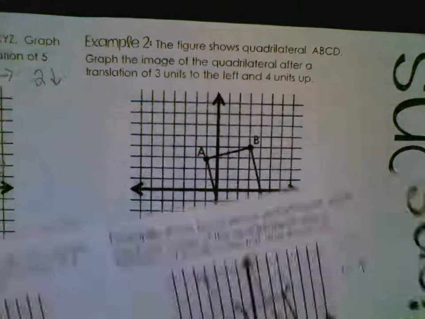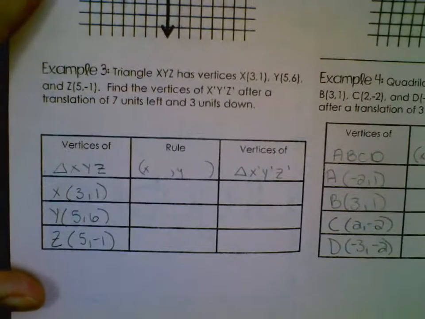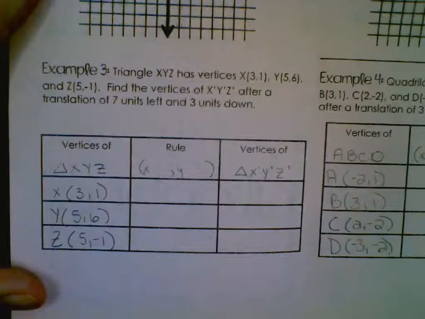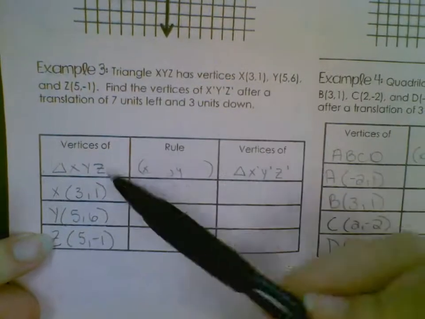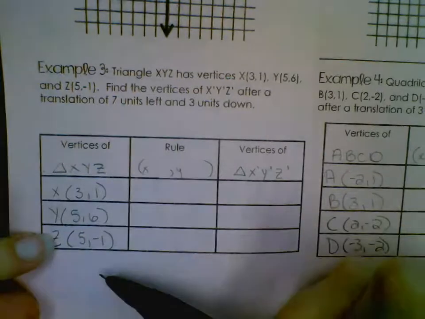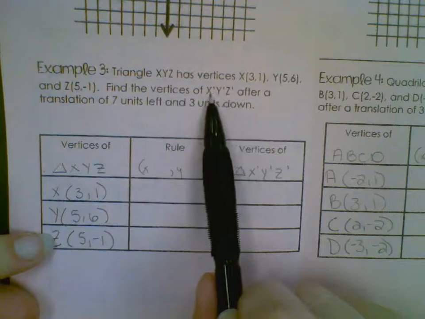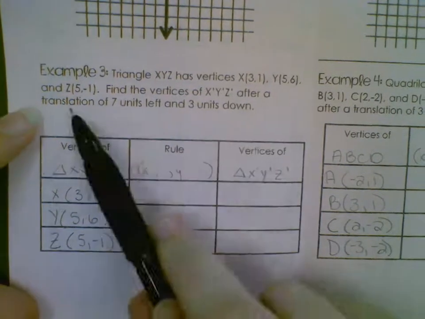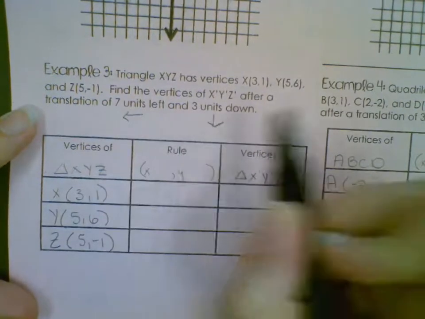Very good. Okay, so let's try to do translations with just the variables. They also write the rules like this, so that's what we're going to do here. We have triangle XYZ, and they gave us the ordered pairs, which I listed down here. Those are the vertices of triangle XYZ. We want to find the vertices of X prime, Y prime, and Z prime after we translate it 7 units to the left and 3 units down.